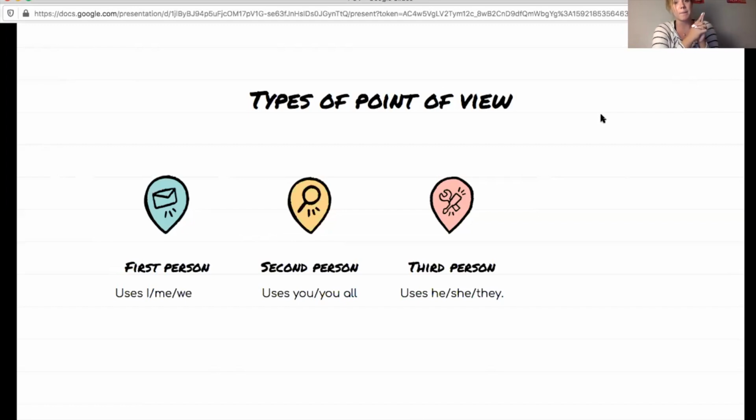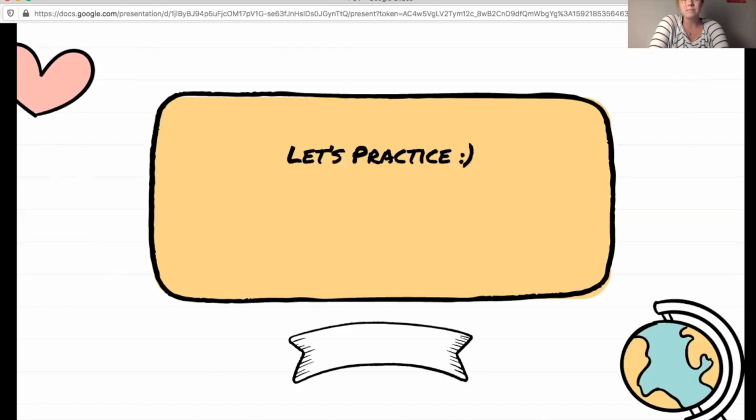So there are two types of third person. There's third person limited, where we only know the main character's thoughts and actions. And then there is third person omniscient. I apologize if I said that wrong, I often say that word wrong. It means that we know the private thoughts of all of the characters in the story. All right, so before we move into how to distinguish point of view, we're going to do a little bit of practice with the 3 types of point of view.